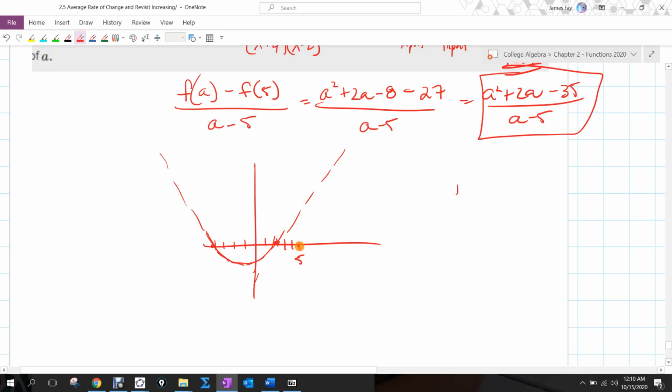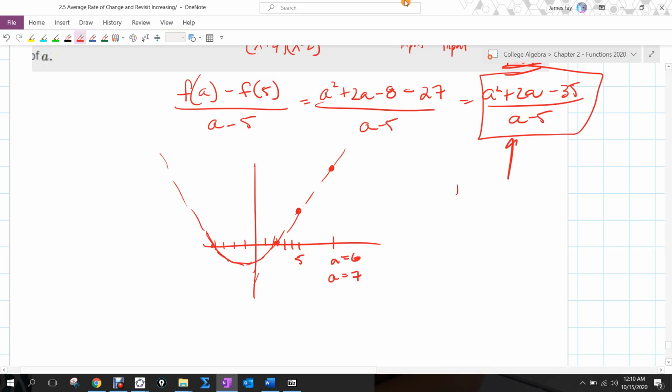What this allows me to do is say, well, if that's 5 and that's a, I can figure out what that average rate of change is now using this formula just by plugging in a. So let's say a is 6. Well, if I plug 6 in now, I automatically know what the average rate of change is between those 2 points when a is 6. And if I say, what if a is 7? Just plug 7 right in here. It tells me the average rate of change between 5 and 7.